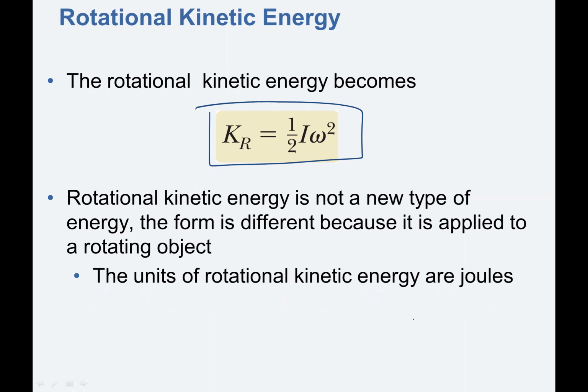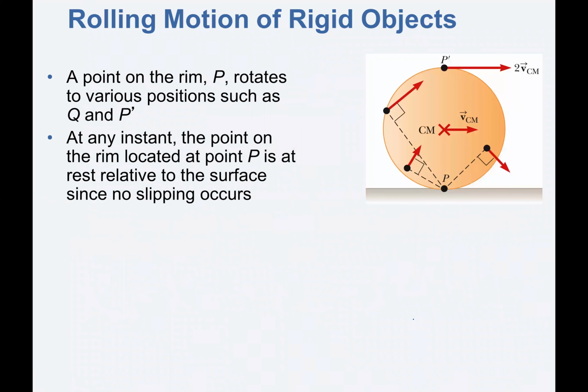Now, if we consider the rolling motion of a rigid object, like a wheel, a disc, a ball or a sphere, we can see that different parts of the object have different speeds. When you talk about rolling, we're considering a combination of motions.